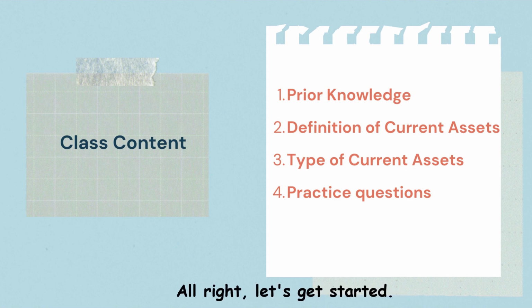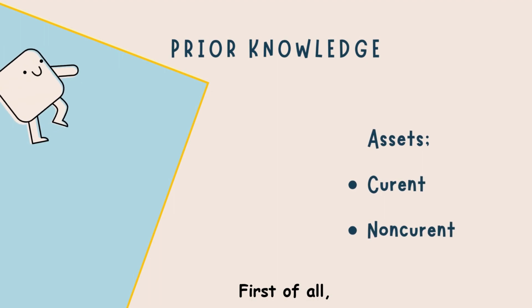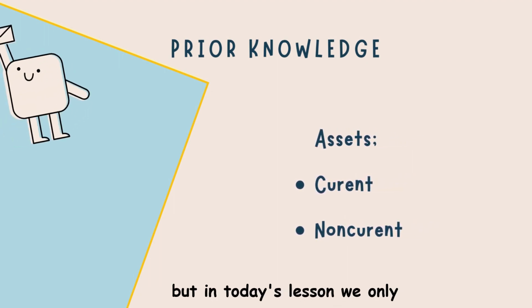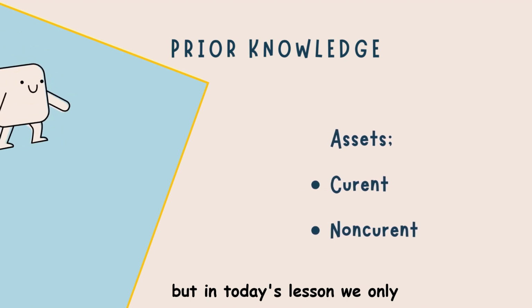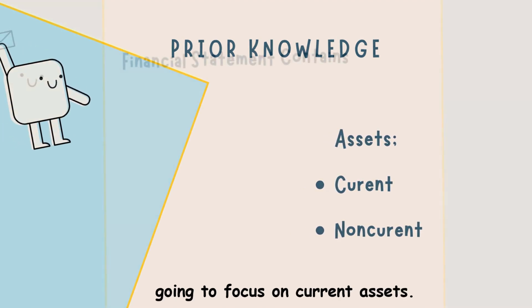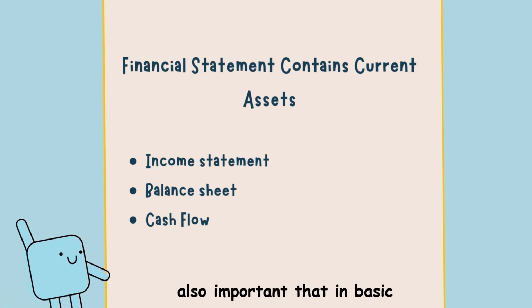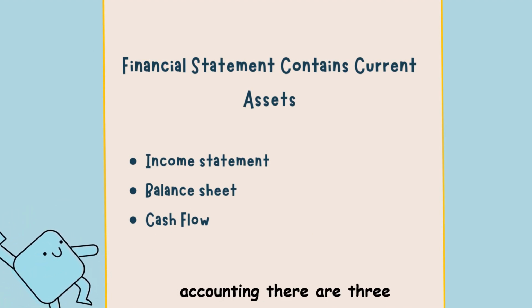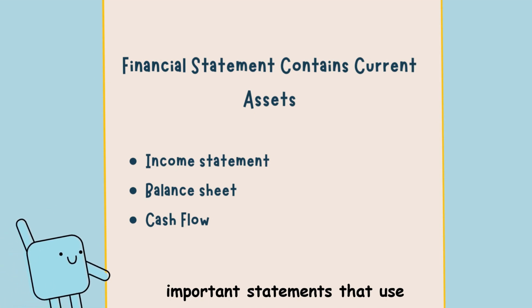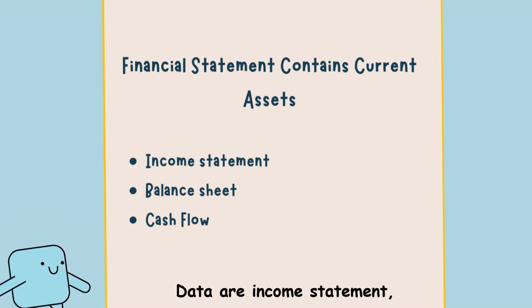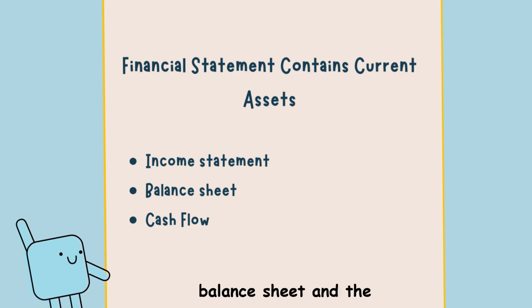Alright, let's get started. First of all, let's make it clear that there are current and non-current assets. But in today's lesson, we're only going to focus on current assets. The second prior knowledge is also important: in basic accounting, there are 3 important statements that use current assets data: the income statement, the balance sheet, and the cash flow statement.